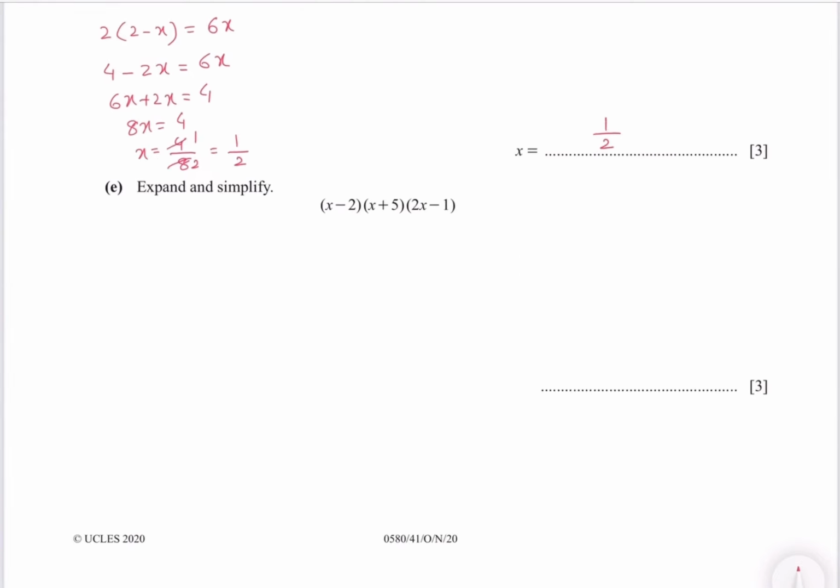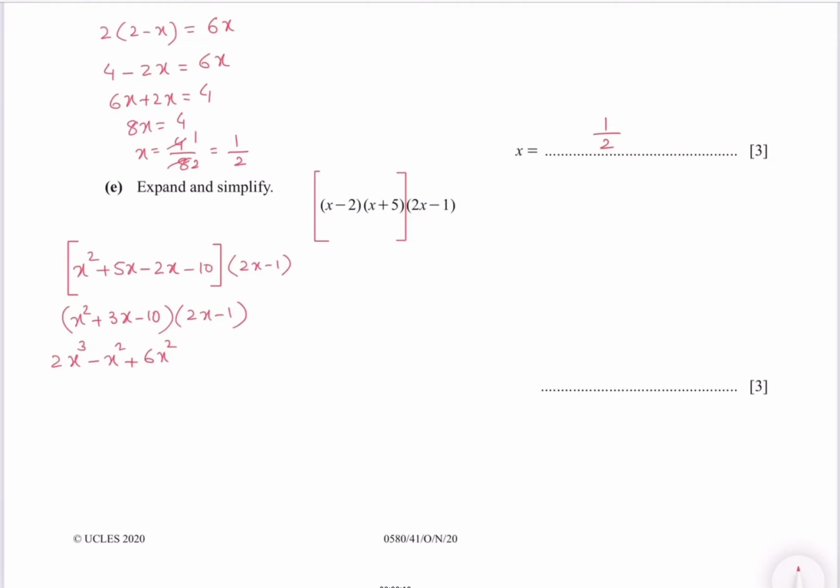For part E, first multiply the first two brackets. But be very careful, you can make mathematical slips. So this is your final answer here.